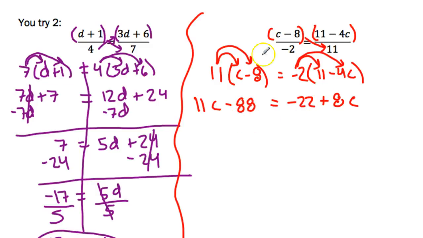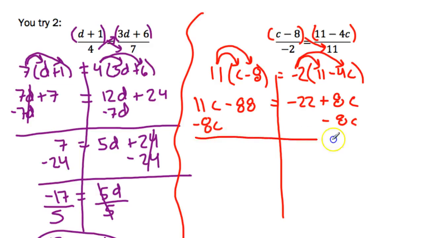Perfect. So now I need to combine the like terms. I have a c right here and a c right there. I could do minus 11c or I could do minus 8c. I'll do minus 8c because I want to keep my numbers positive. Let me draw this line. Minus 8c over here as well. So these cancel. 11 minus 8, that's 3, and then I have the c. If I had done minus 11c, I would have had to do minus 11c over here, and I would have had a negative answer. I don't like that.